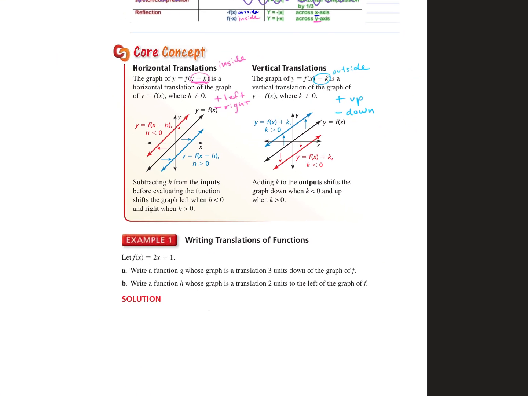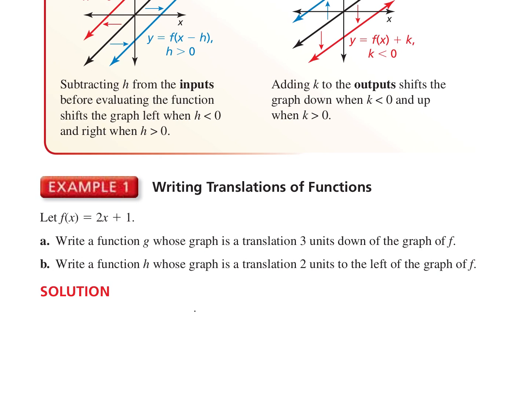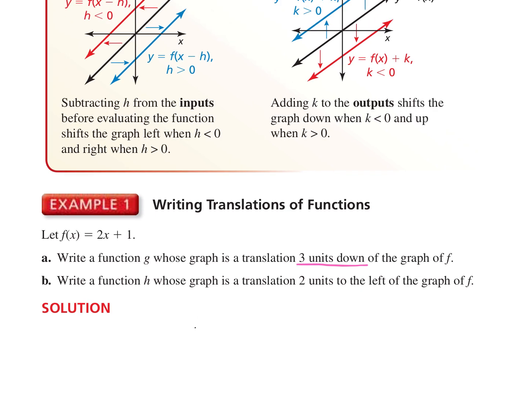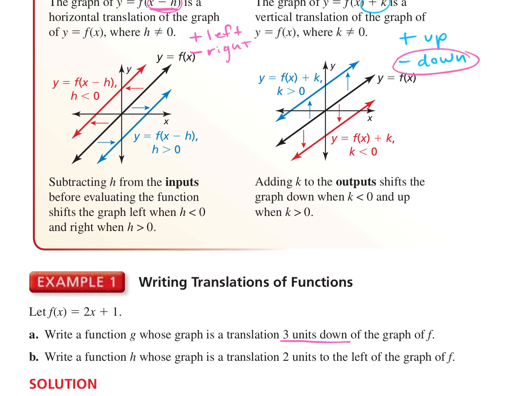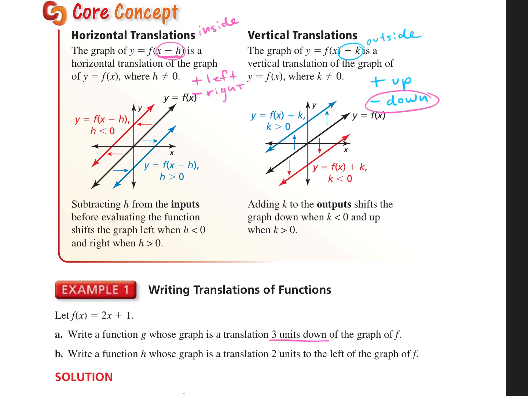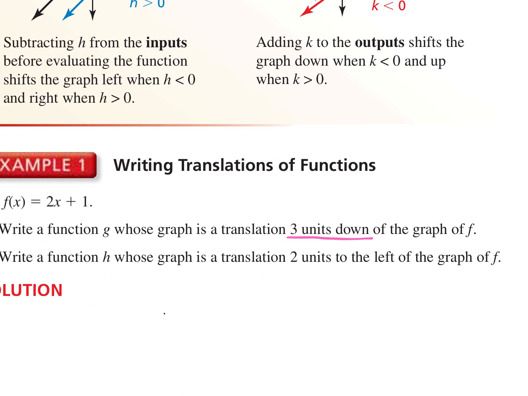So let's look at our first example. It gives us a function, f of x is equal to 2x plus 1. We want to write a function g whose graph is a translation 3 units down of the graph of f. So we're going to take our graph of f and move it 3 units down. Well, down, we said we subtract. Does it happen on the inside or outside? Outside. So I take my function, 2x plus 1, and moving it 3 units down, I'm going to subtract 3 on the outside. So I just subtract 3.